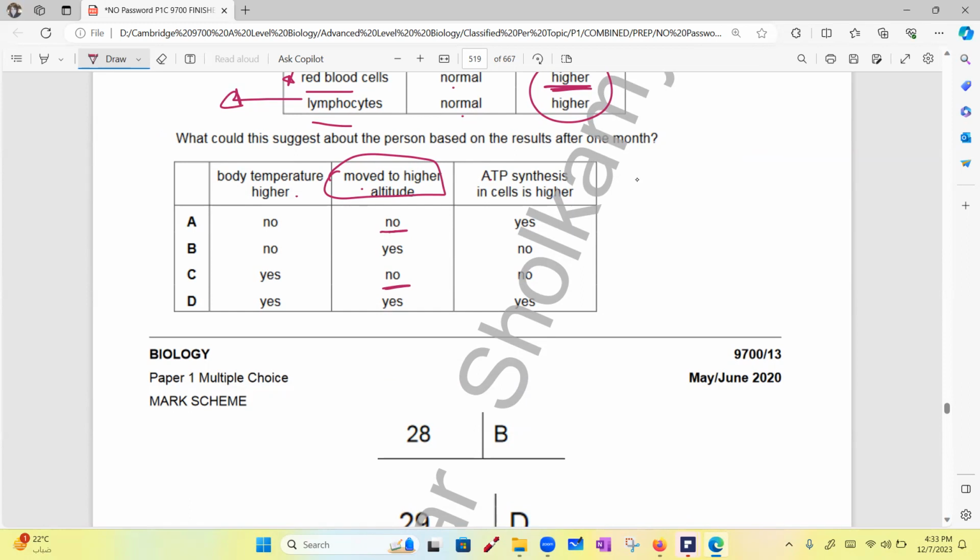Will you choose A or C? No. So you will cancel out A or C. When you cancel out letters, it makes it easy. So you will choose from B or D.